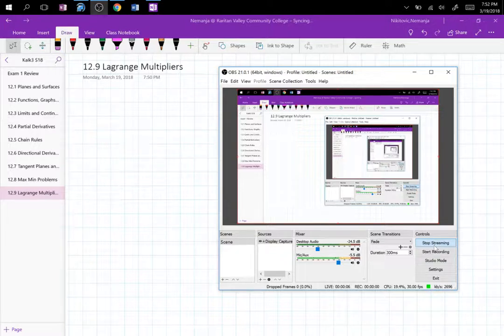Hello and welcome back to Calculus 3, section 12.9, Lagrange multipliers. This is the last section of the chapter.